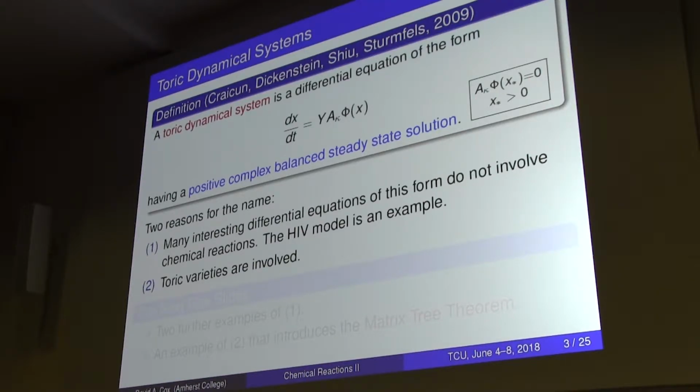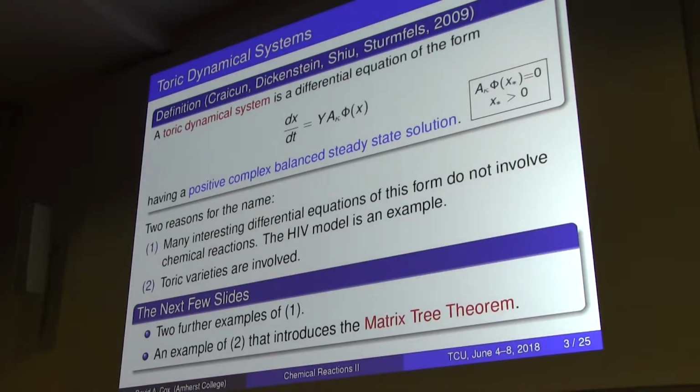And it turns out that there's two reasons for this name. Well, Barrett likes toric stuff, so that's actually probably the real reason why they chose the name. But toric varieties absolutely are involved, so from that point of view, it's really true. But it turns out that there are many differential equations that really don't involve chemical reactions. So calling it a chemical network is a bit of a misnomer. And the HIV model is an example. Of course, that's a biochemical system that involves cells, but there are things even beyond that that basically are systems that look like this.